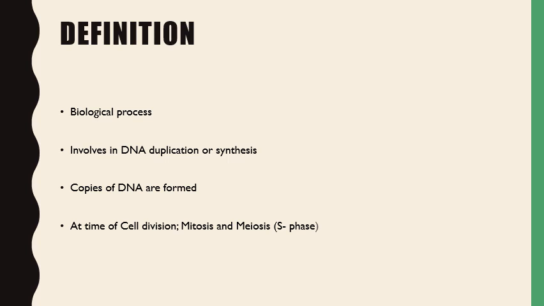And at what time does DNA replication occur? It basically occurs at the time of cellular division, which we call mitosis or meiosis, particularly in the S phase, which we call the synthesis phase of mitosis and meiosis. We will discuss these in our next videos, what is mitosis and meiosis and other phases. For this time, you can remember that DNA replication occurs in the S phase of cellular division.